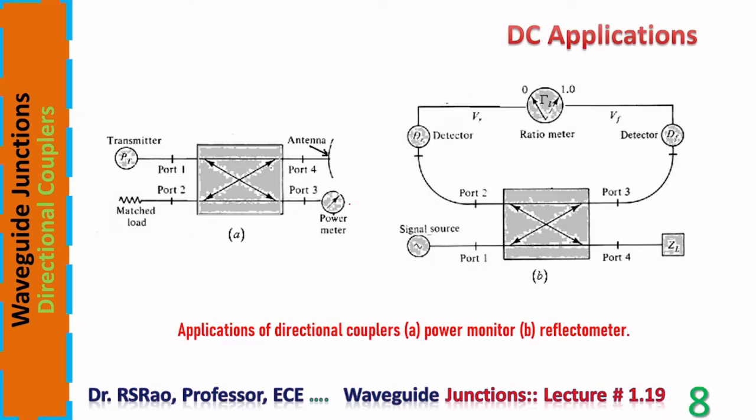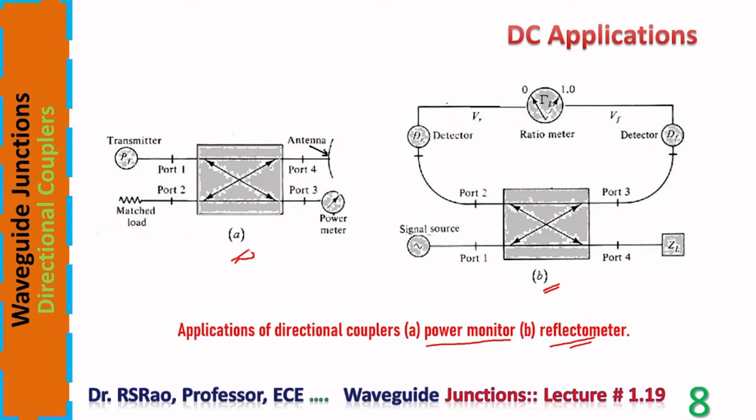Here are shown applications of directional couplers. Two most important applications of directional couplers. In A is shown the application of DC as a power monitor. In B is shown the DC application as part of a reflectometer. Now we consider the power monitor application.